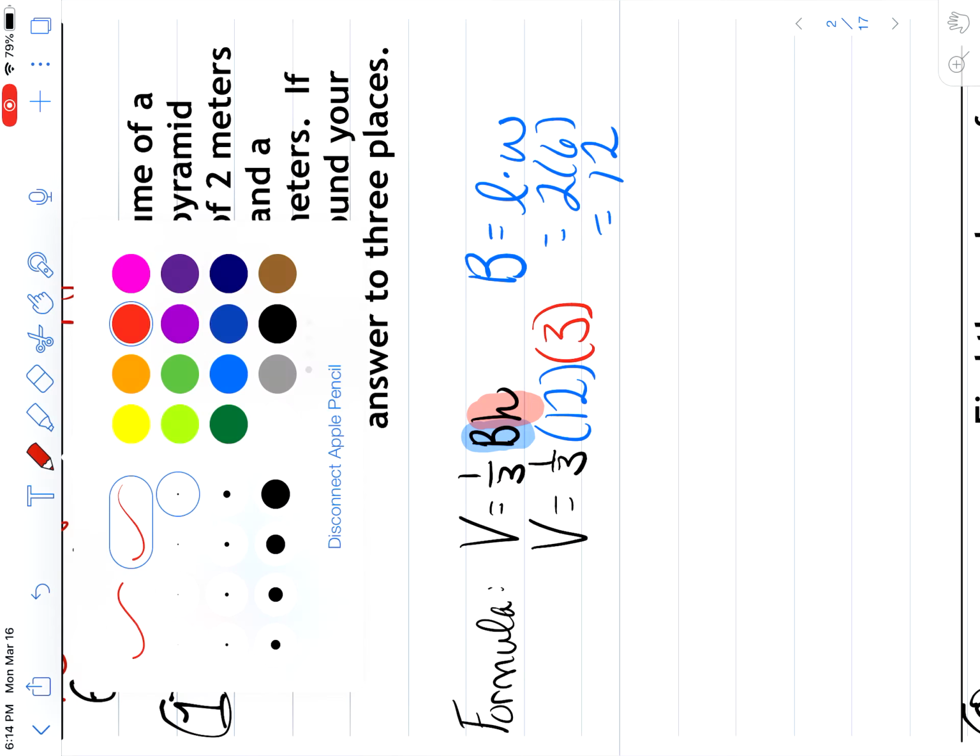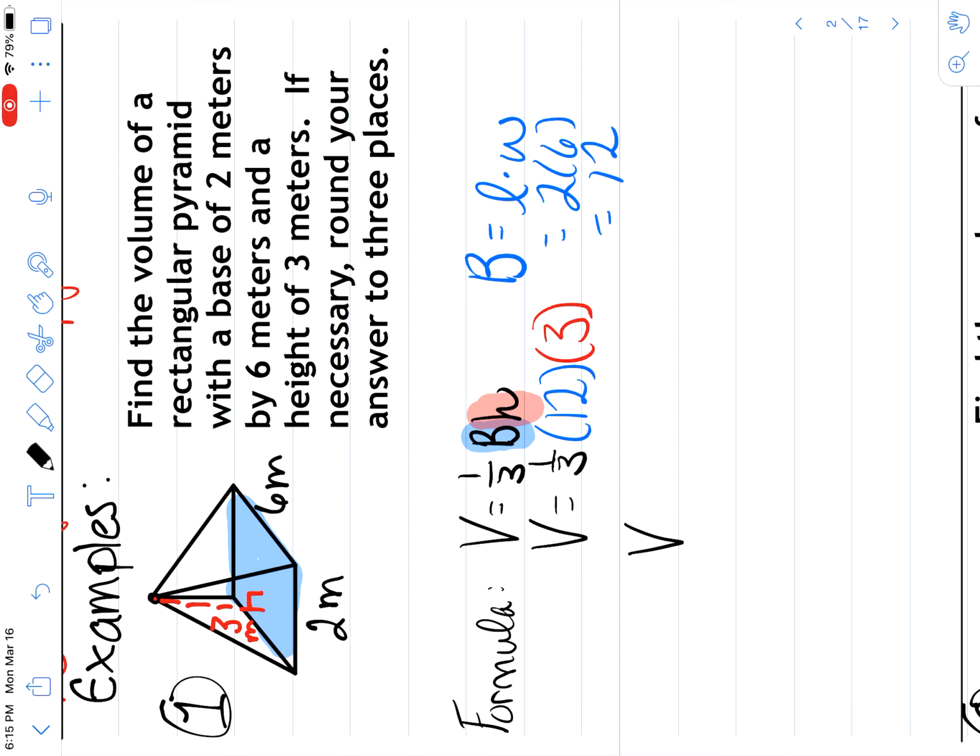Okay, and then I'm going to rewrite it. So it's going to be V equals 12. Again, I'll put that in blue to color code it. We'll do 12 times 3, and then we're going to divide that product by 3. And that'll take care of the 1/3.